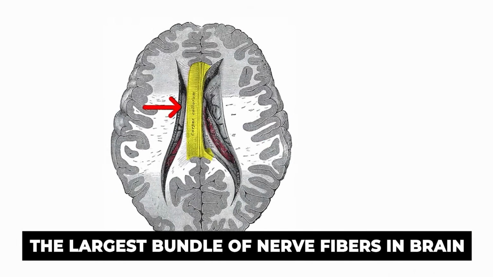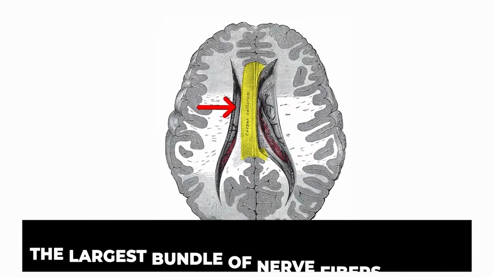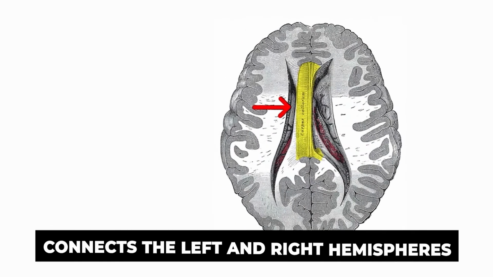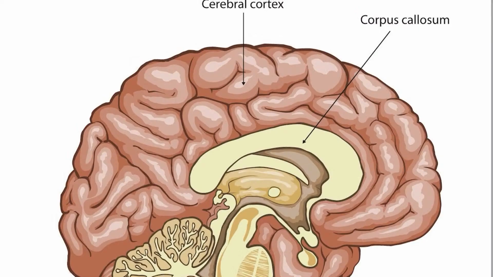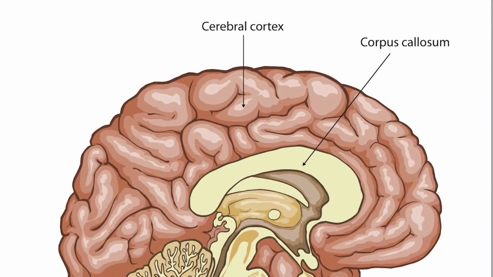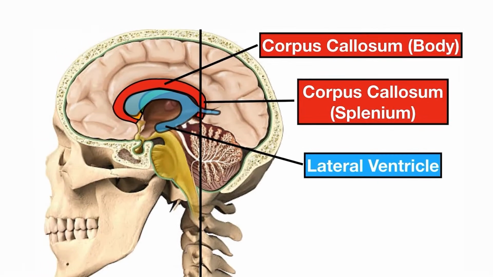Corpus callosum. The corpus callosum is the largest bundle of nerve fibers in the brain that connects the left and right hemispheres, allowing them to communicate and coordinate with one another. Anatomy and structure. The corpus callosum lies beneath the cerebral cortex, arching around the lateral ventricles.